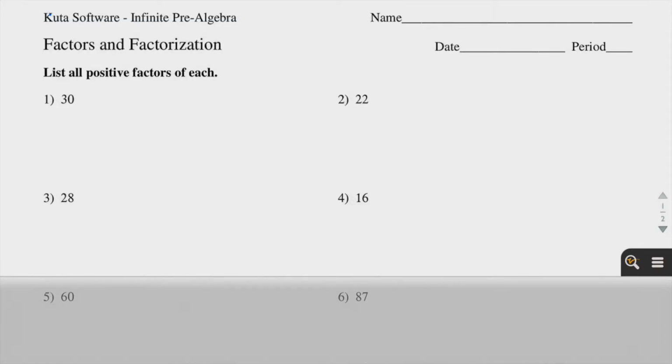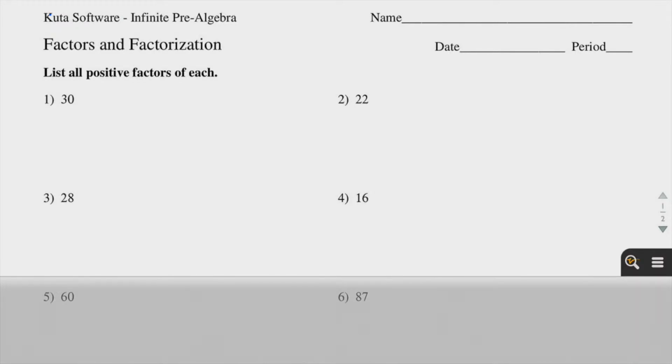Okay, this video is going to cover factors and factorization. The instructions ask us to list all positive factors of each. So what we want to do is see if these numbers are divisible by certain numbers.